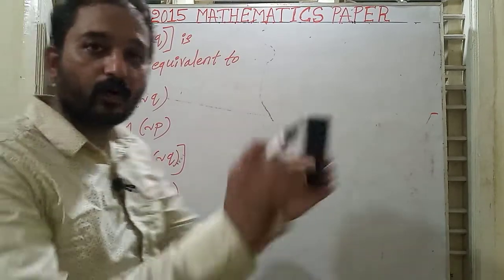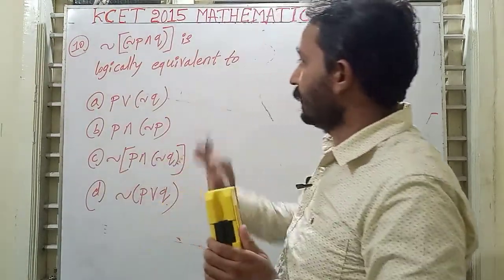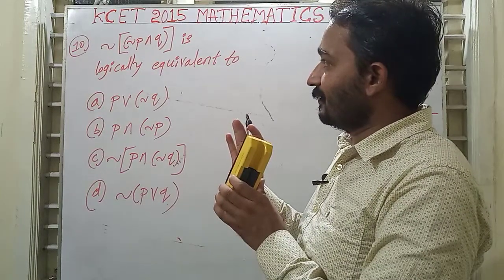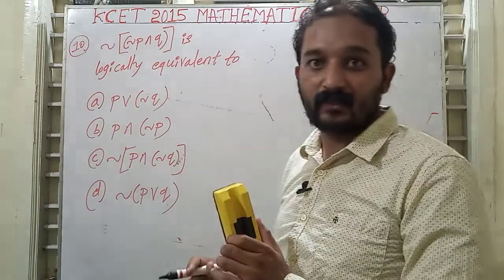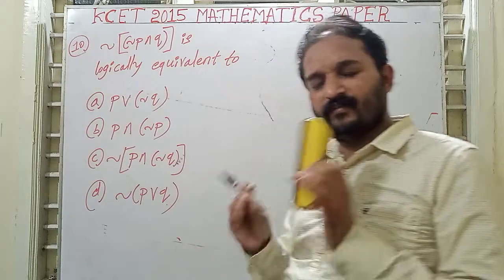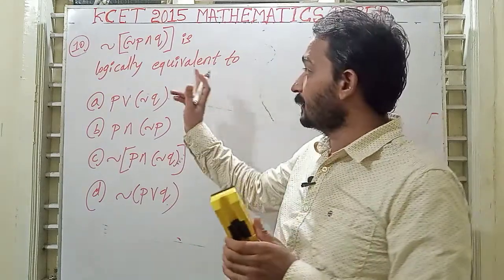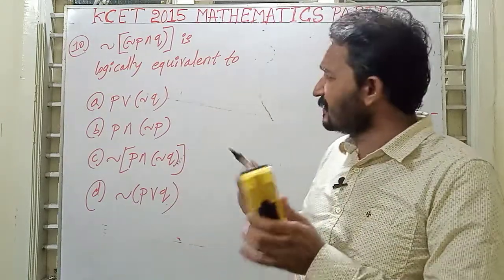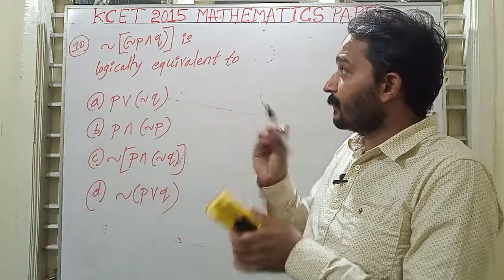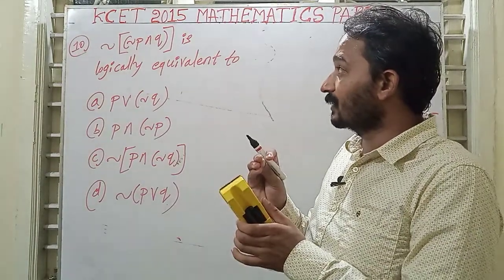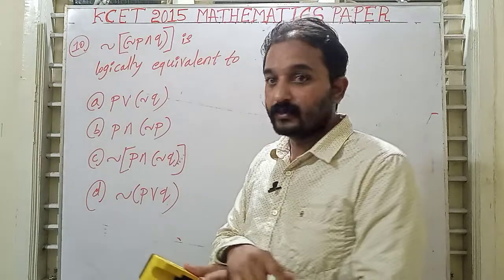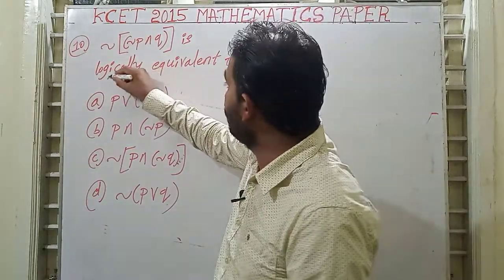So now let us move on to the next question. Question number 10. This question is based on the mathematical reasoning chapter of first year. KCET every year asks one question from mathematical reasoning without fail. Very easy questions.